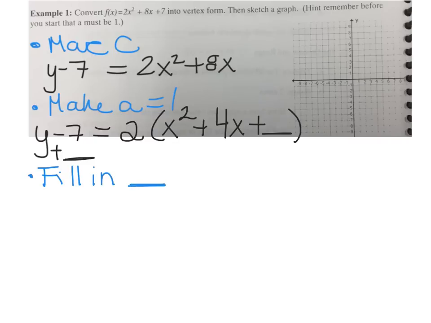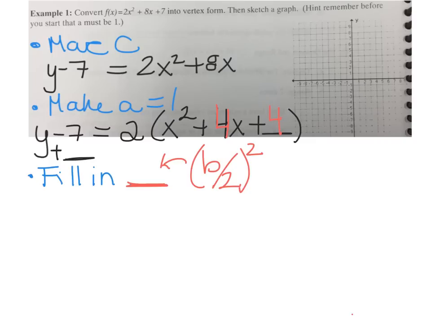And then my next step is to fill in blank. And to do that, I'm going to grab another color. I'm going to highlight it in red. But to fill in that blank, this magical blank right here, there's a formula. We use b over 2 squared. So my b right now is here, it's 4. So 4 divided by 2 is 2, and 2 squared is 4.